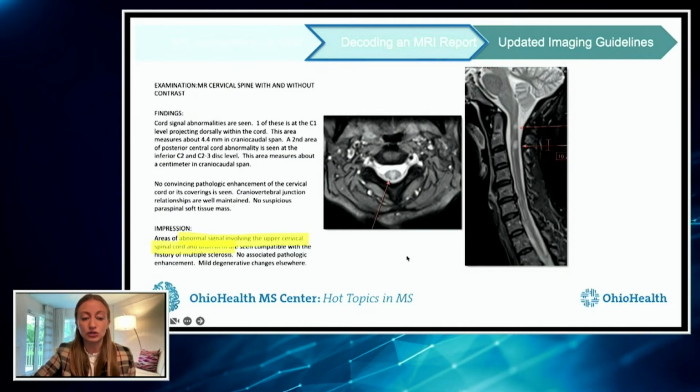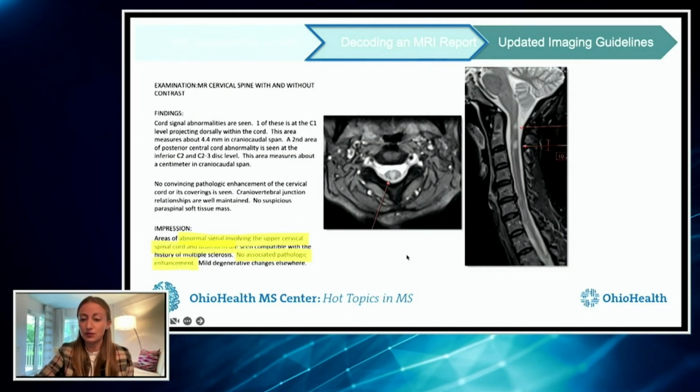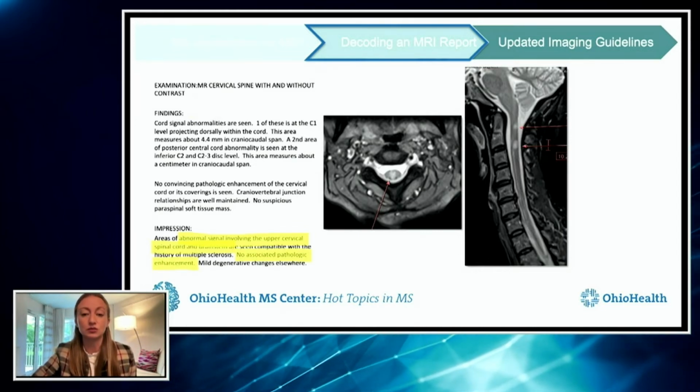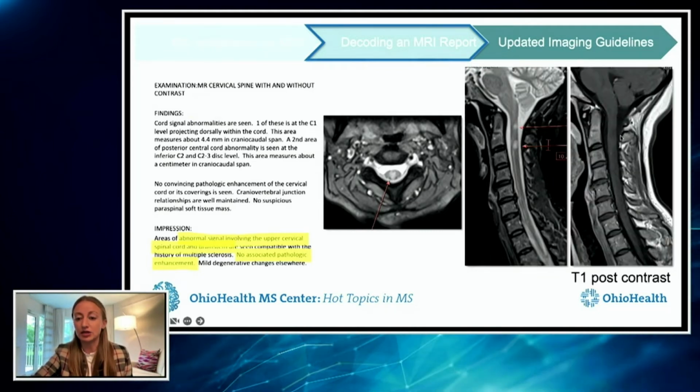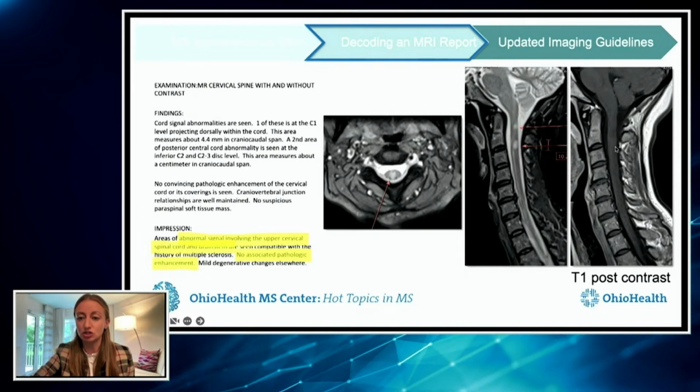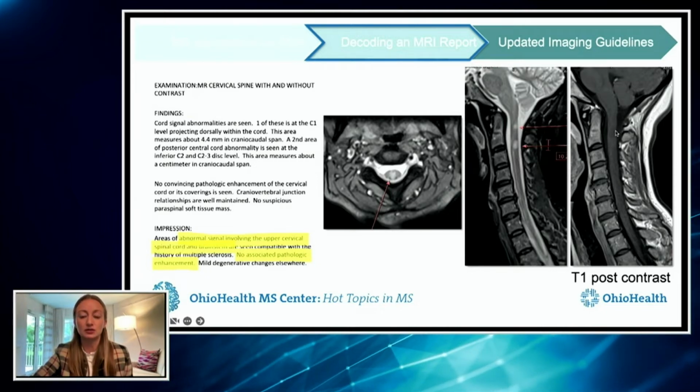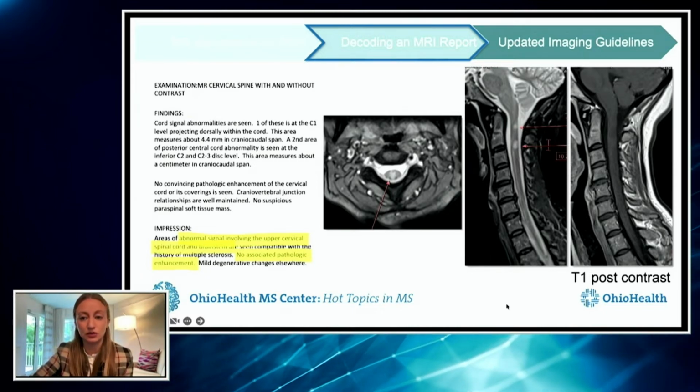And then there was no associated enhancement, so neither of these lesions was new, indicating active inflammation. You can see that here on the T1 post-contrast image that we don't see any bright spots on the post-contrast associated with these.